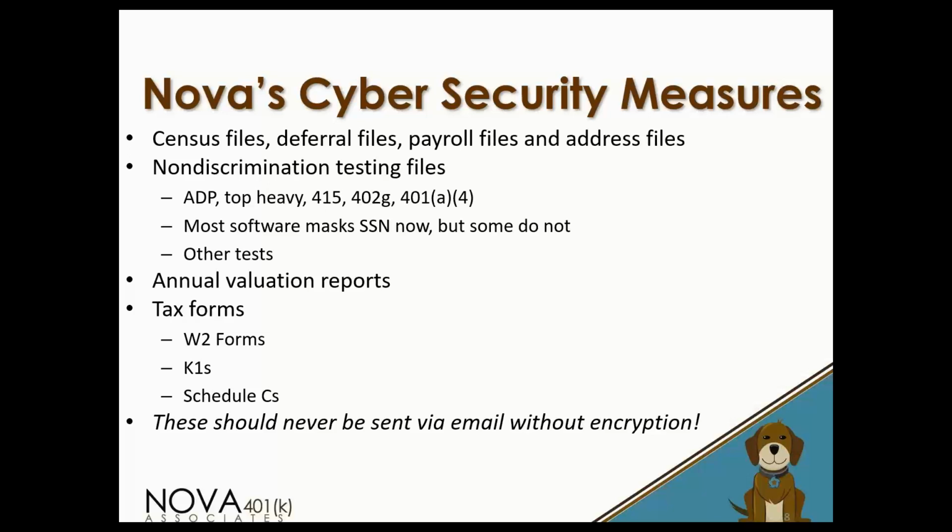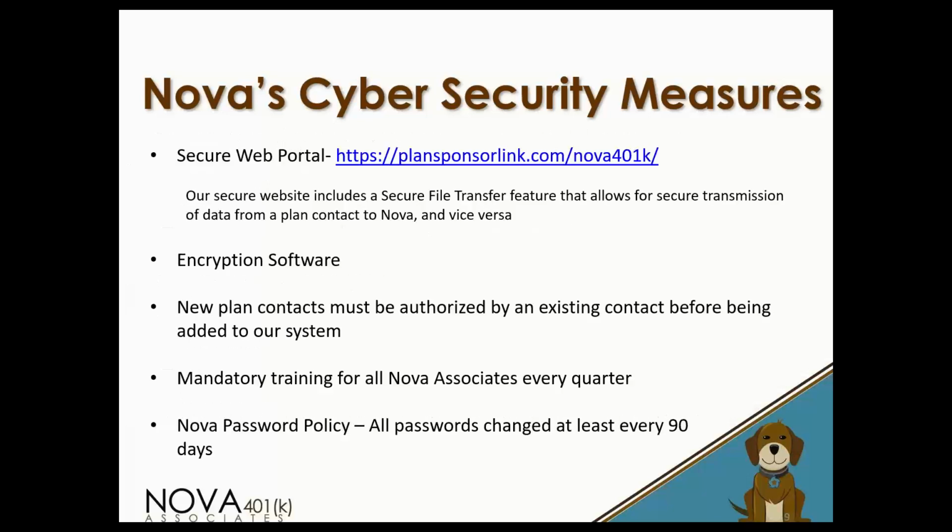On occasion, we might ask for some tax forms like W-2 forms, K-1s, or Schedule Cs. And that's another thing that you never want to send through regular email. You can use the secure file exchange on our plan sponsor link to get us that information securely. And I just put, you should never send any of this information via email without encryption. So if you have a way to encrypt it, that's fine too.